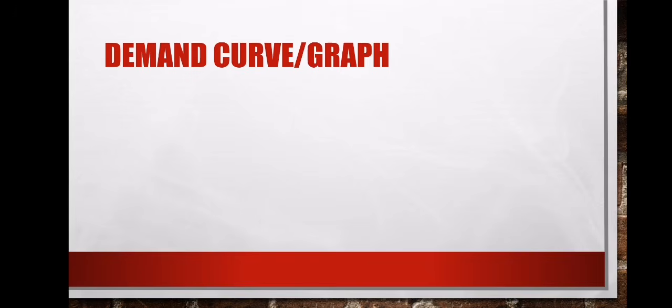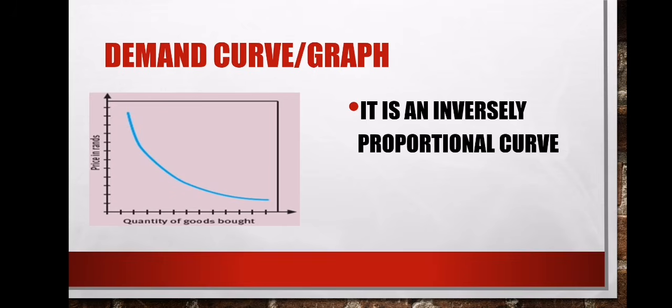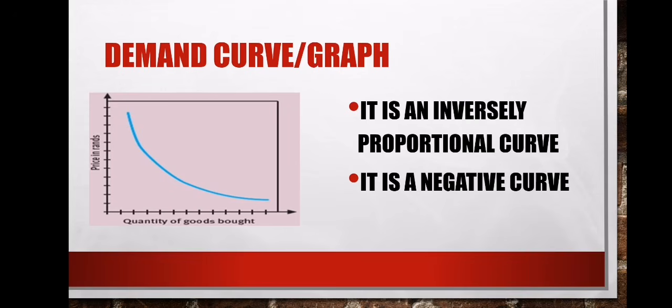When we look at the demand curve, you have to understand the shape of a demand curve. When we look at a demand curve, good people, this is the curve that we have. What I want you to note here is that the demand curve, if you look at it thoroughly, is inversely proportional. Or you can say it's a negative curve. Meaning, if one variable increases, the other variable will decrease.